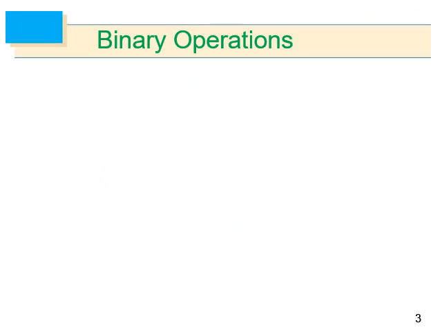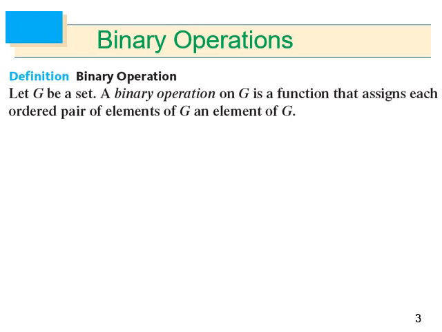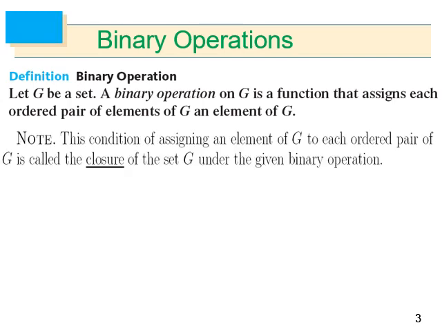At first, a binary operation. Let G be a set. A binary operation on G is a function that assigns to each ordered pair of elements of G an element of G. This condition of assigning an element of G to each ordered pair of G is called the closure of the set G under the given binary operation.